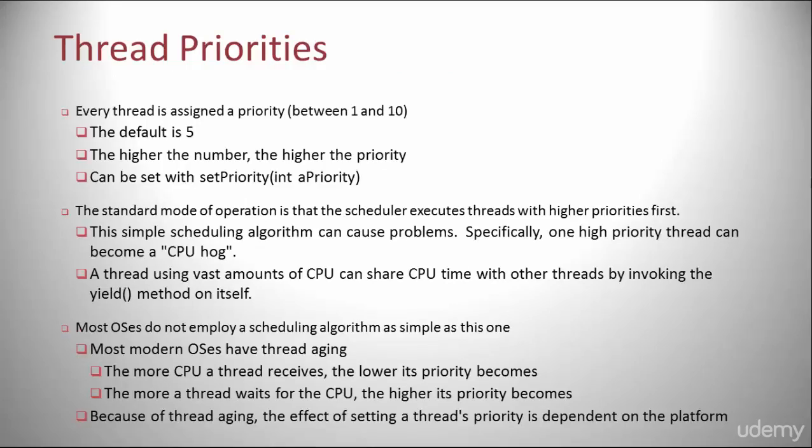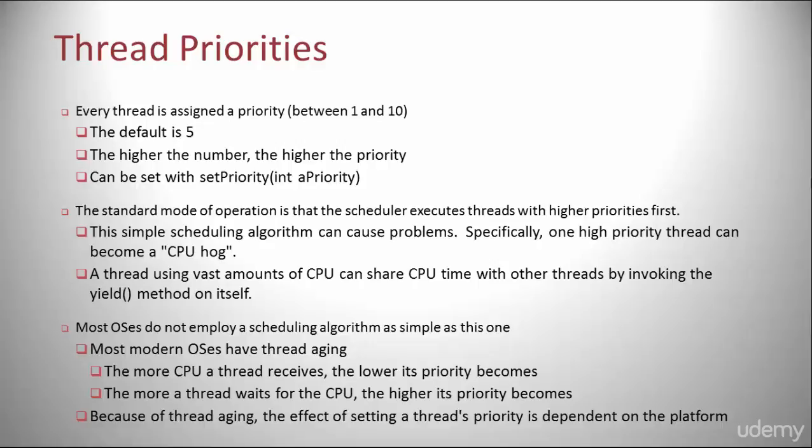Like everything, there exist thread priorities, and every thread is assigned a priority between 1 and 10. The default is 5. The higher the number, the higher the priority. This can be set with the setPriority method. The standard mode of operation is that the scheduler executes threads with higher priorities first.